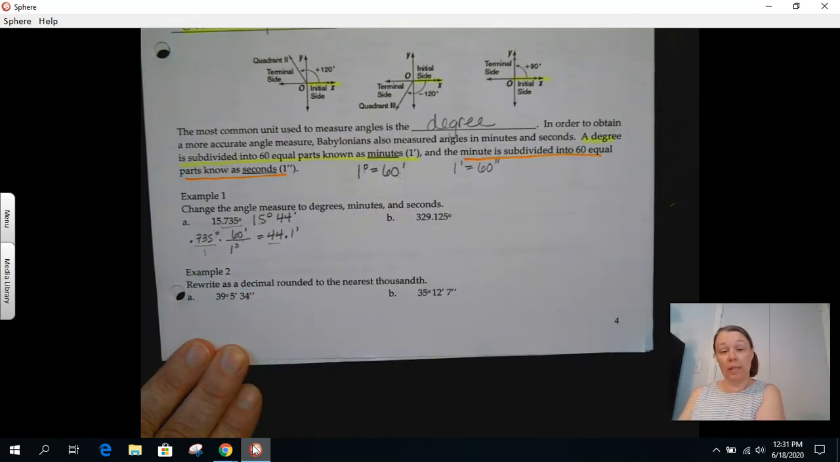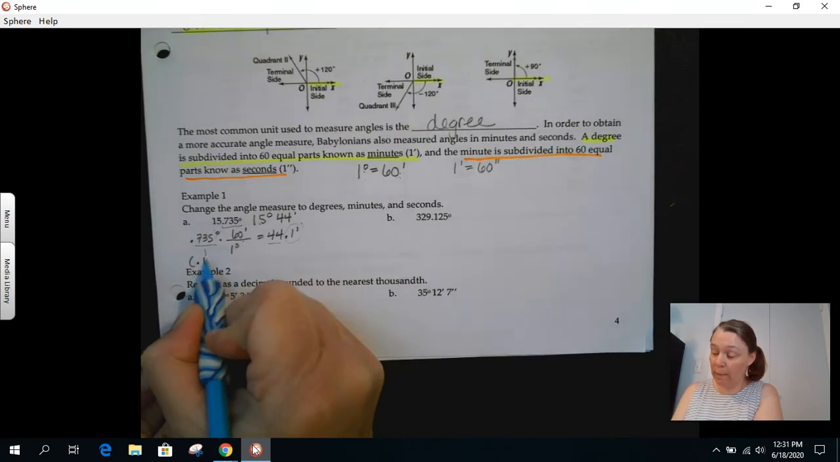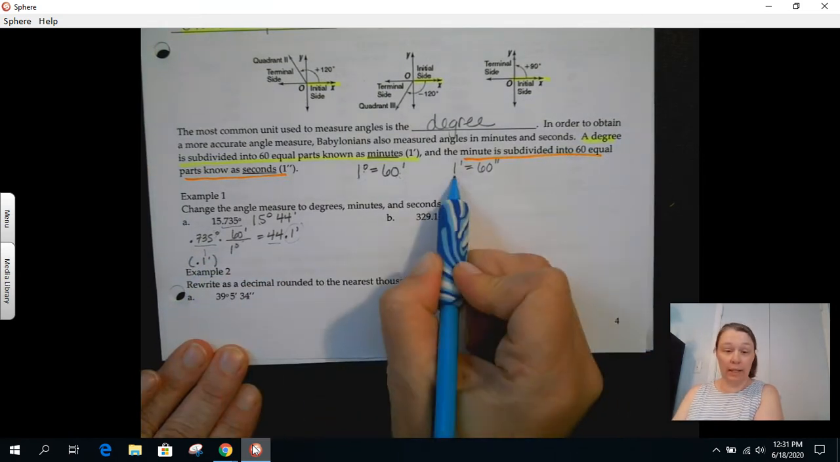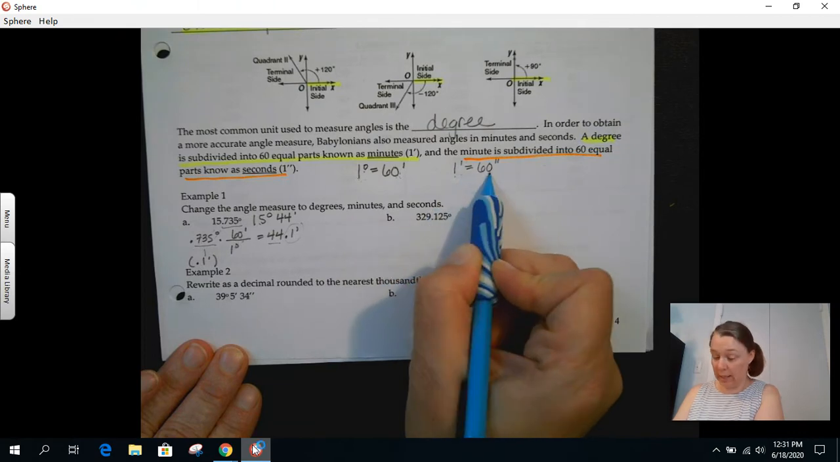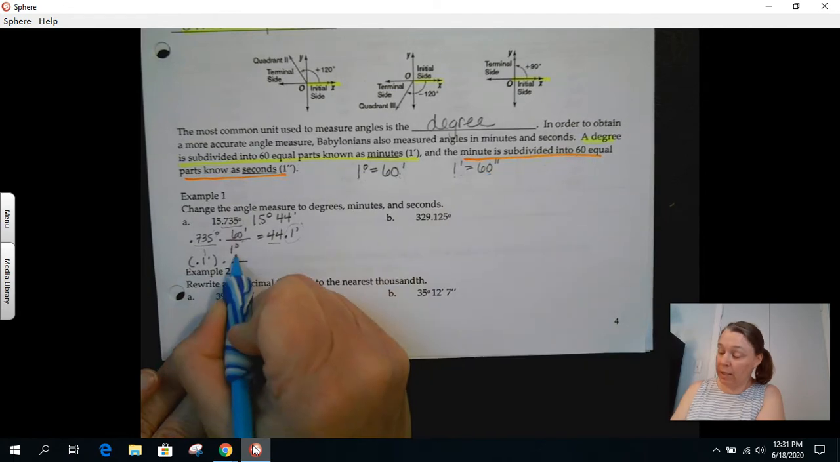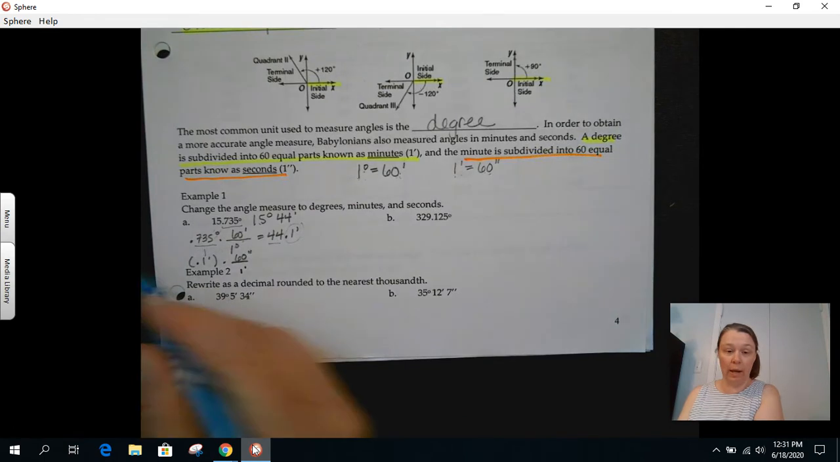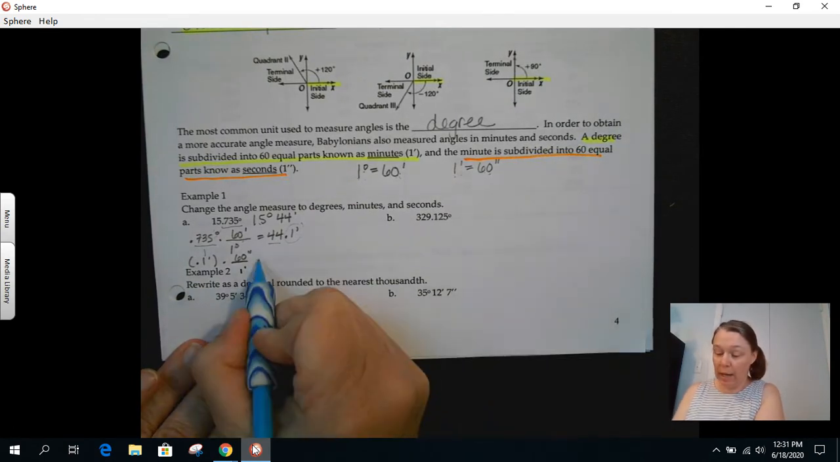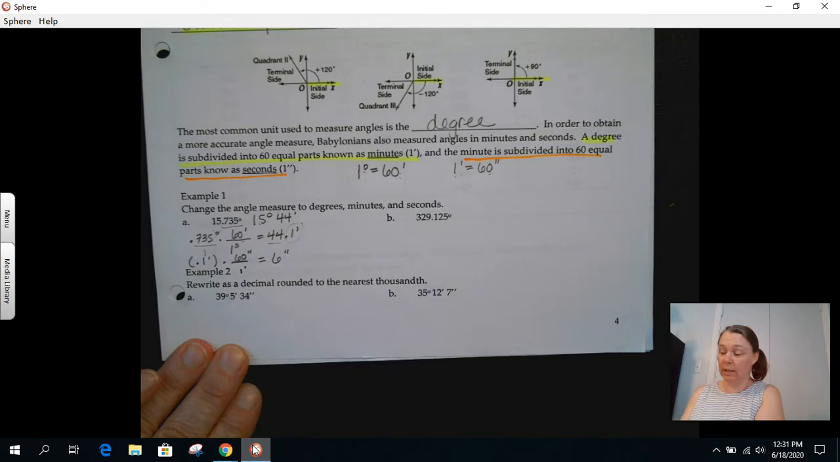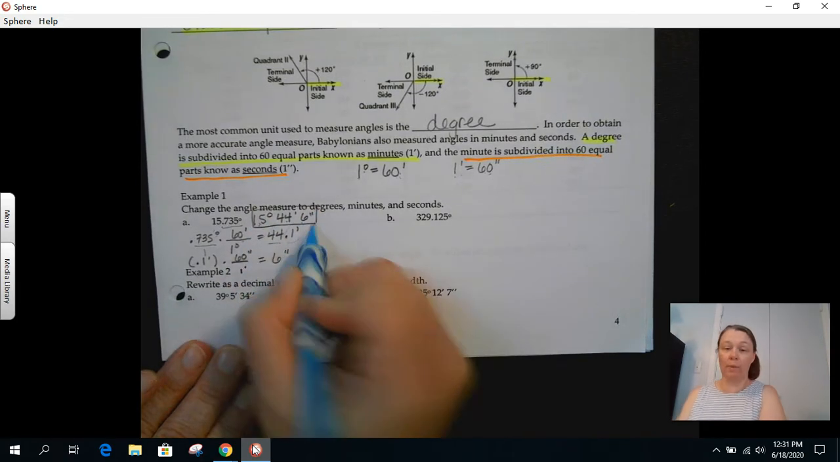Well, I know that there are 60 seconds in a minute. And so now I'm going to take this 0.1 and convert that 0.1 minute into seconds, right? Because I know 1 minute equals 60 seconds. So then I'm going to multiply by, I want to end up with seconds, so I'm going to put the 60 seconds on the top and the 1 minute on the bottom, right? And then I'm going to multiply, and I end up with 6 seconds. So then I have 15 degrees, 44 minutes, 6 seconds. So that would be my conversion.